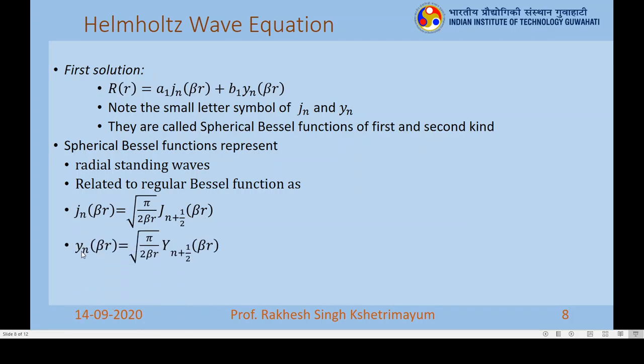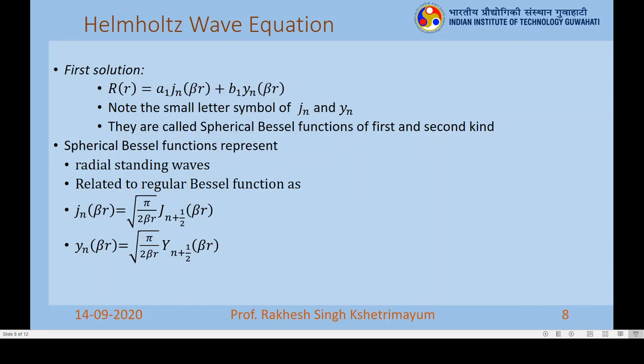Similarly, if you want to get the spherical Bessel's function of second kind yn, you need to multiply by square root of pi by 2 beta r, and then the order should be n plus half. Now, what was the variation of J and Y with respect to rho? It was 1 by square root of rho. That was the signature for the cylindrical waves.